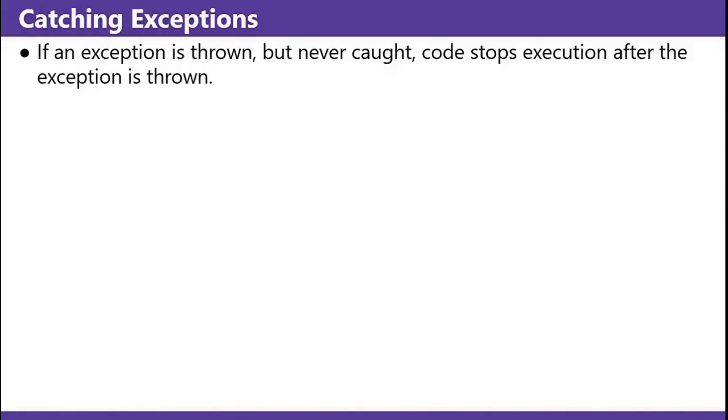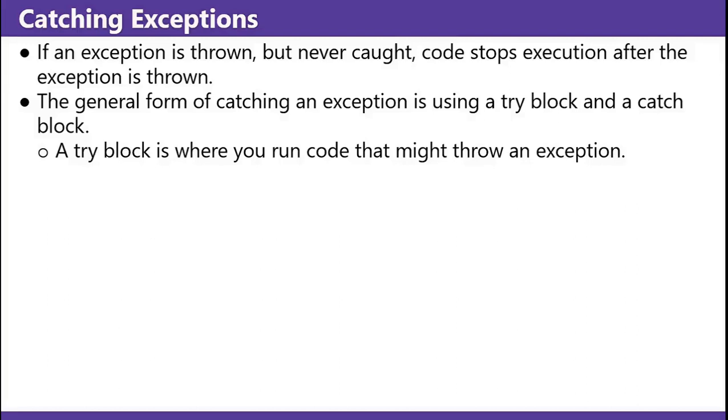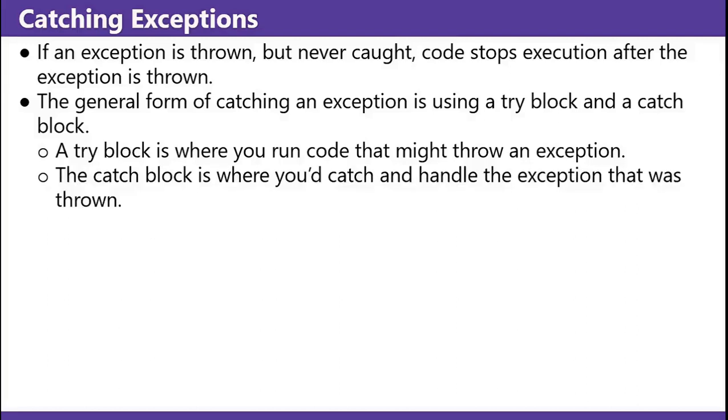Catching exceptions. If an exception is thrown but never caught, code stops execution after the exception is thrown. The general form of catching an exception is using a try block and a catch block. A try block is where you run code that might throw an exception. The catch block is where you'd catch and handle the exception that was thrown.